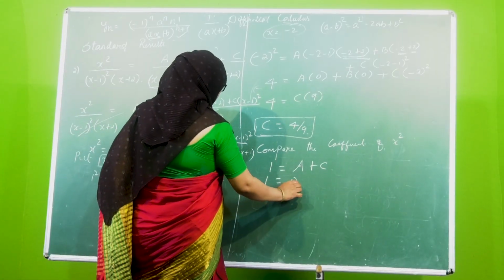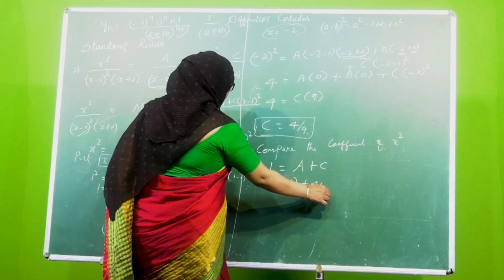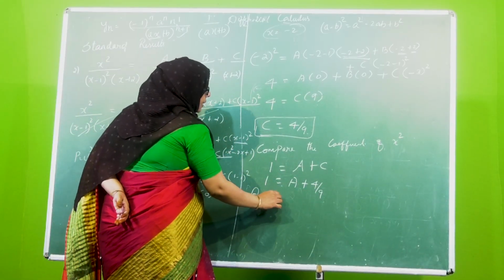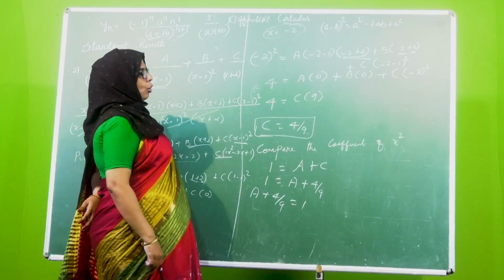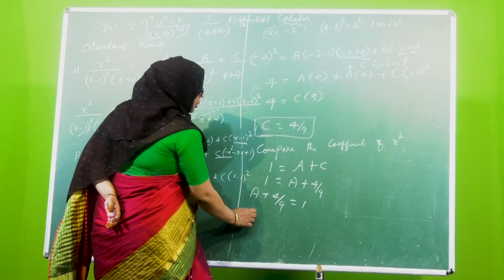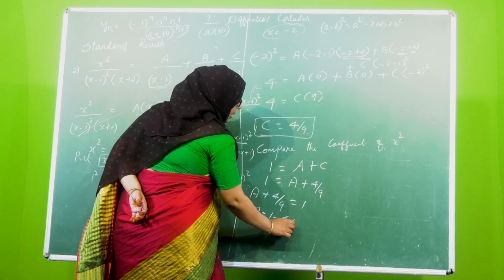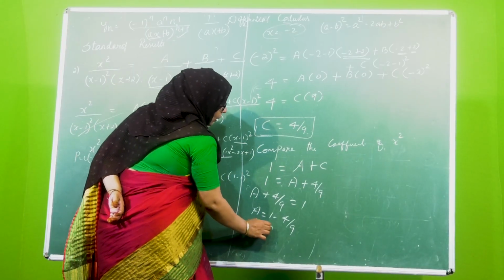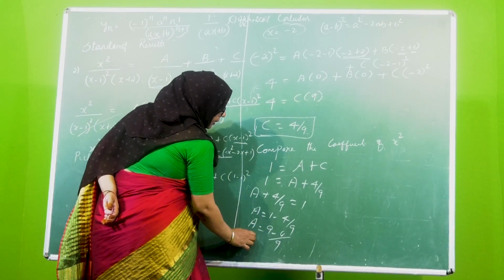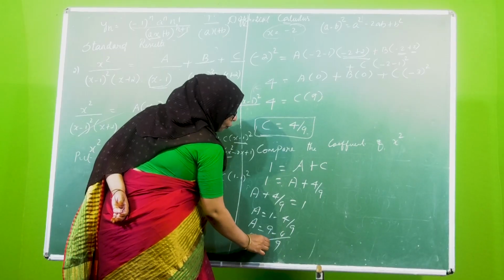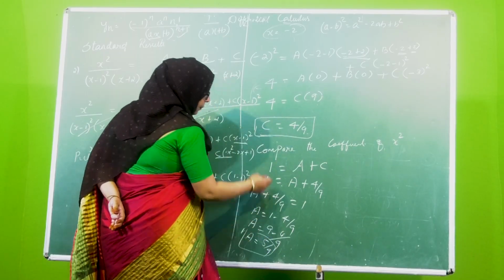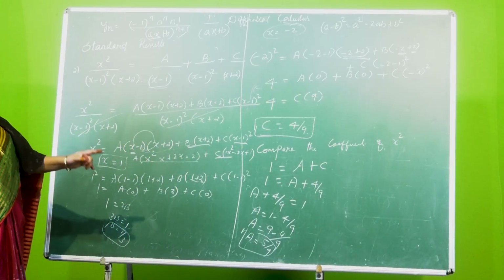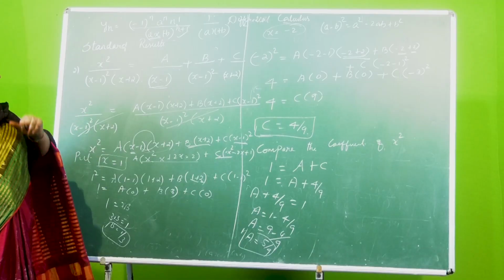So 1 is equal to A plus 4 by 9. Okay, so A plus 4 by 9 is equal to 1. So A is equal to 1 minus 4 by 9. A is equal to (9 minus 4) by 9. So obviously 9 minus 4 is 5, that is 5 by 9. So we found A, B and C.